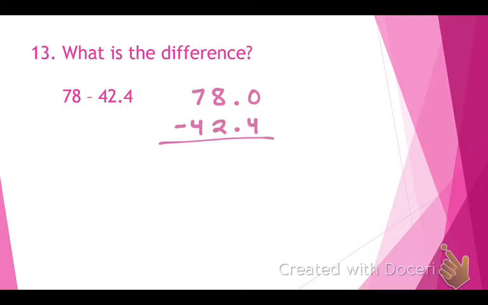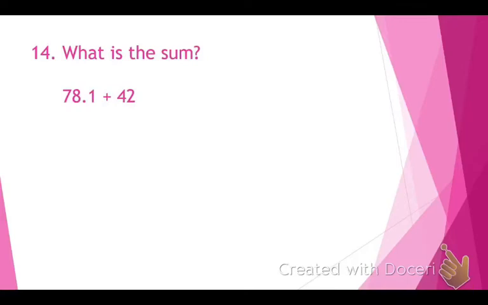Now, what's 0 minus 4? You can't do it. You got to borrow, okay? So now what's 10 minus 4? 6. Bring down that decimal point. 7 minus 2? 5. And 7 minus 4. The answer is 35.6.